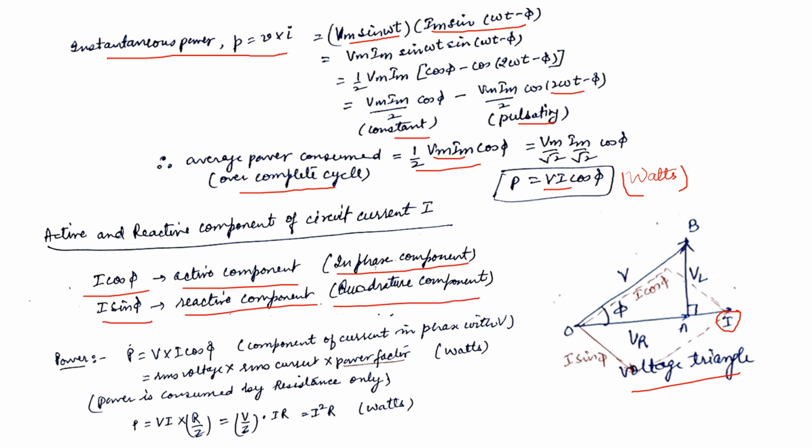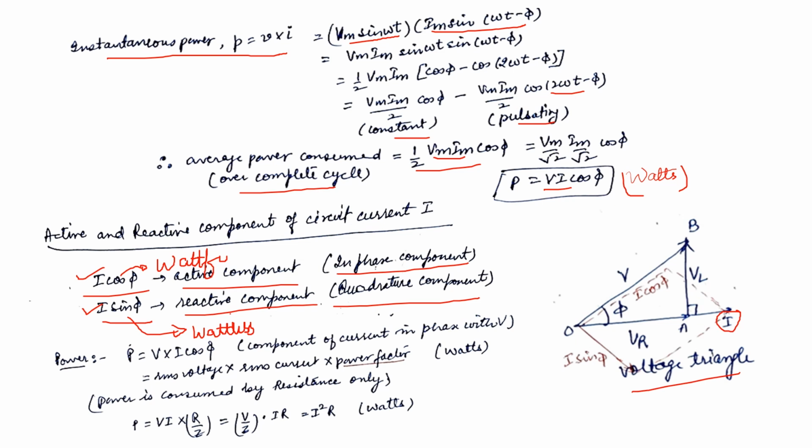The other names given to these components of the current: I cos phi is also known as the wattful component, and I sin phi is known as the wattless component. So there are two types of components for the current. I sin phi is the wattless component, and I cos phi is the wattful component. Now based on these two components, we'll be able to evaluate the expressions for the powers.